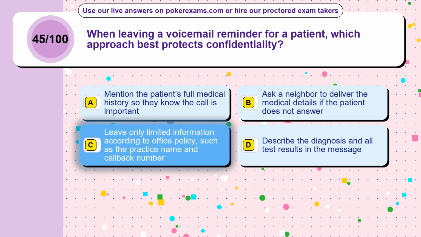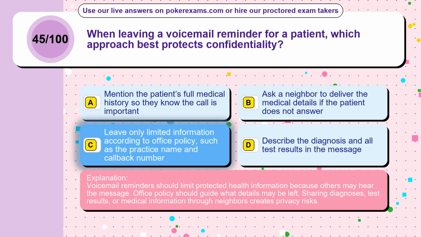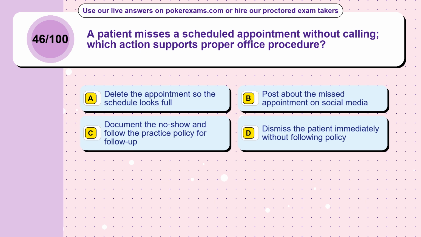Leave only limited information according to office policy, such as the practice name and callback number. Voicemail reminders should limit protected health information because others may hear the message. Office policy should guide what details may be left. Sharing diagnoses, test results, or medical information through neighbors creates privacy risks. Question 46. A patient misses a scheduled appointment without calling. Which action supports proper office procedure?